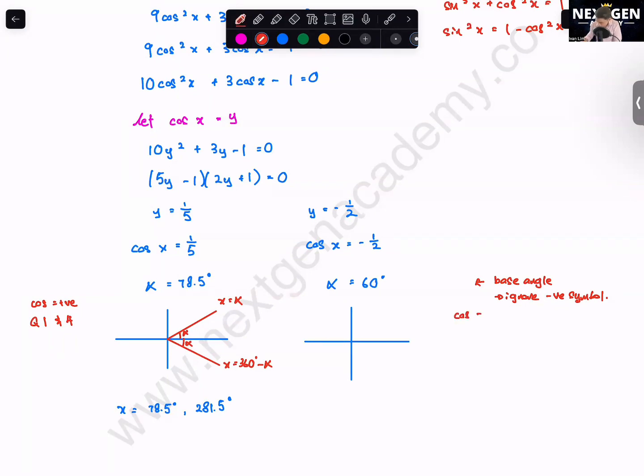Then you determine the quadrants. Cos is negative, so quadrant 2 and 3 by ASTC. To calculate the angles, it will be 180 minus alpha and 180 plus alpha. What is 180 minus alpha? You will get 120 degrees, and then 240 degrees. All of this is within the domain.